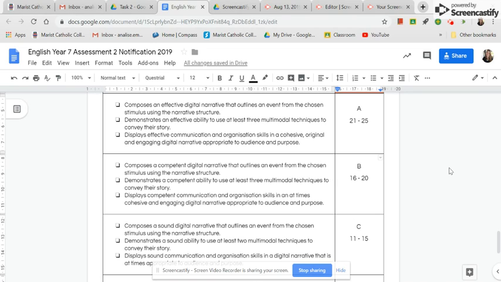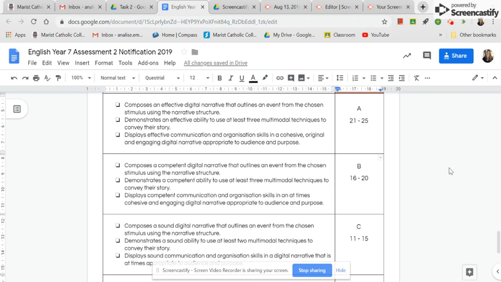In a B range, it says composes a competent digital narrative that outlines an event from the chosen stimulus. In the C range, it says composes a sound digital narrative that outlines an event from the chosen stimulus using the narrative structure, and so on. So depending on how well you tell the story using the narrative structure, which is orientation, complication, series of events, resolution, depending on how well you've done that, that's where that first criteria will be ticked.